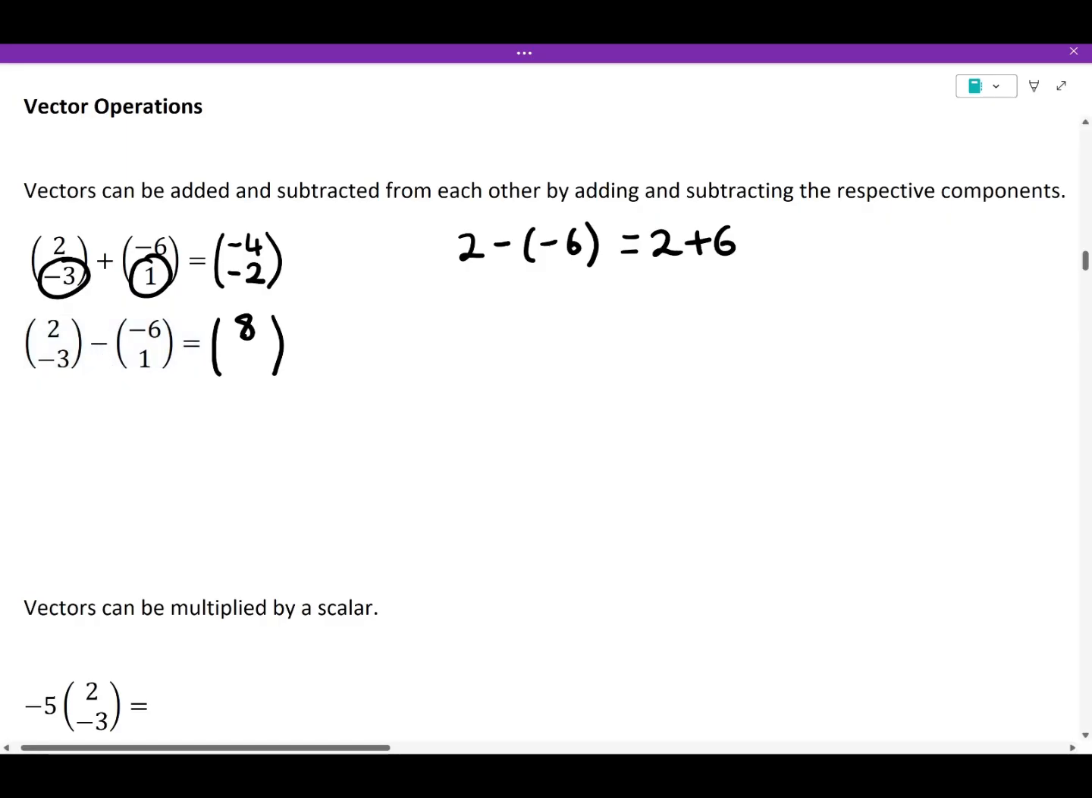Now let's do our vertical components. -3 subtract 1. That's going to give me -4. And that's what we get from subtracting our vectors.